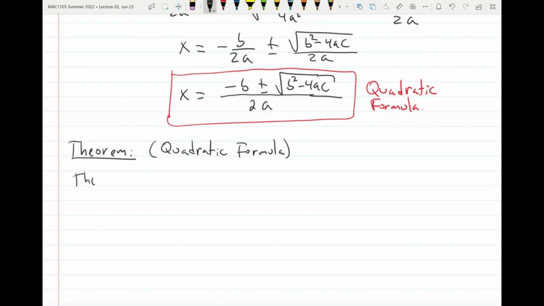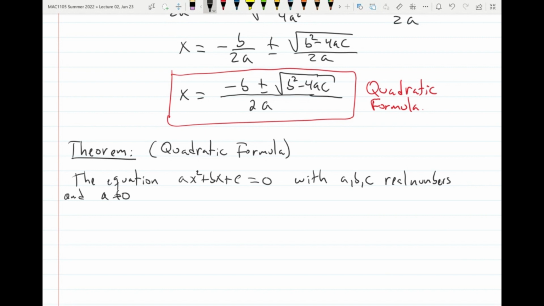And the statement is that the equation ax squared plus bx plus c equals 0, with a, b, c real numbers and a different than 0, has solutions x equals negative b plus or minus the square root of b squared minus 4ac over 2a.